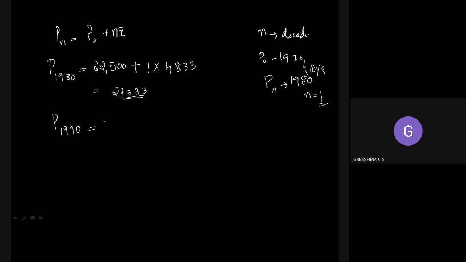Now 1990. In 1990, the last available population is that of 1980, we know the population for the year 1980. So directly you can write it: 1980 the population is 27,333 plus, and from 1980 you have to find out the population for the year 1990. The gap is 10 years, which means N is 1. So 1 into, again, 4833. So the population for the year 1990 is 32,166.